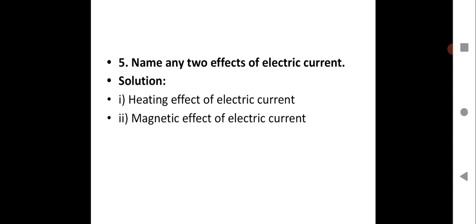Then question number 5, name any two effects of electric current. Very simple, you have already learned the heating effect of electric current and the magnetic effect of electric current. These are the two important effects and they have wide applications.